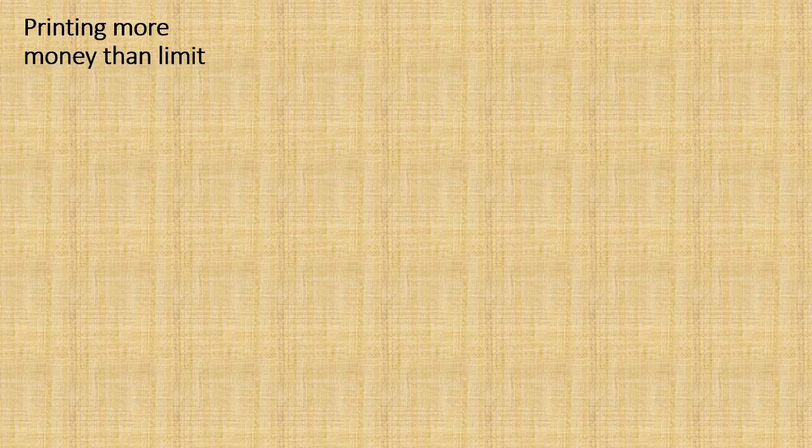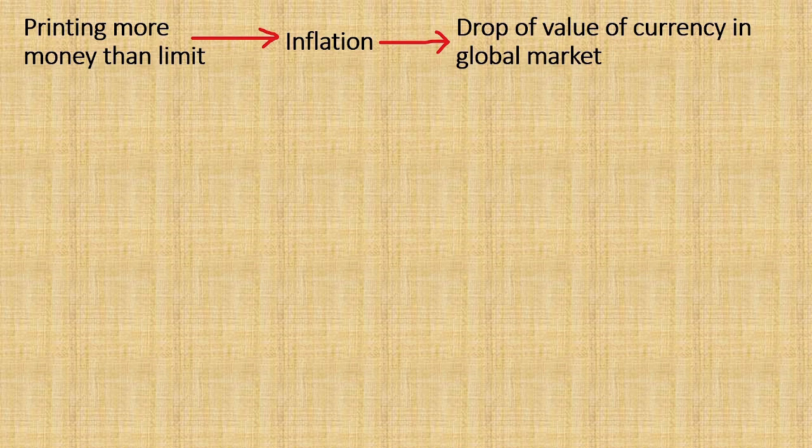So, why is there a reduction in the value of currency due to inflation? Let's take an example. Before inflation, suppose an apple costs 100 rupees, but due to inflation it will cost 1000 rupees. It means inflation brings a drop in the value of the currency. If you print more and more money than the limit, it will bring inflation, and thus there will be a drop in the value of the currency in the global market.